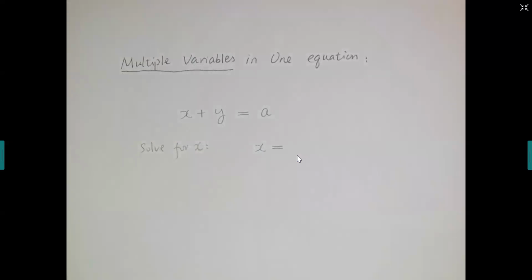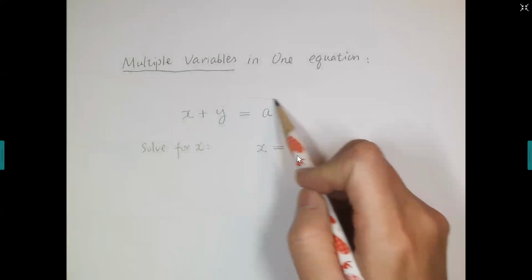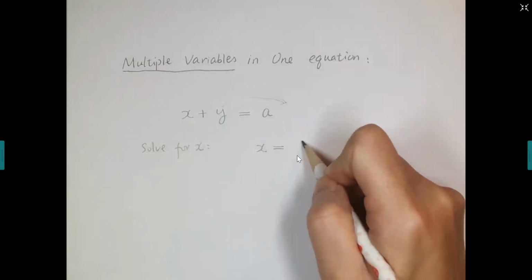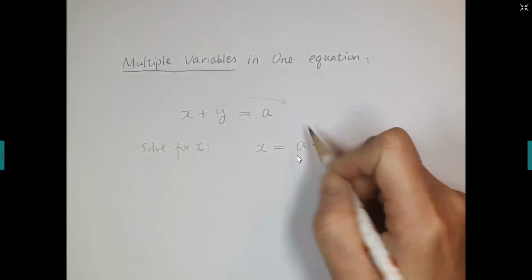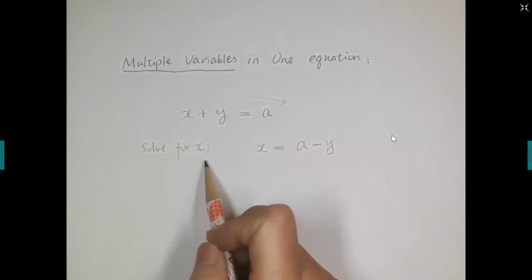And then everything else, no matter if they are numbers or letters, one letter, two letters, three letters, I really don't mind. I just move all of them to the other side. So I have y here, y should be moved to the right. So a stays, and when we move y, it turns into minus y or negative y. So that's for x.